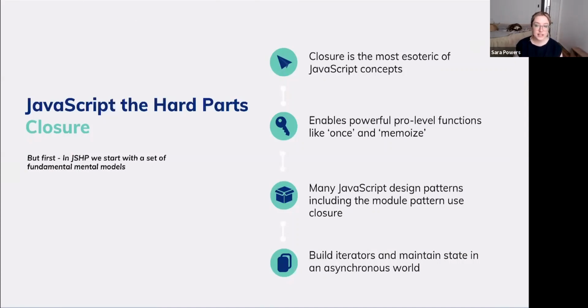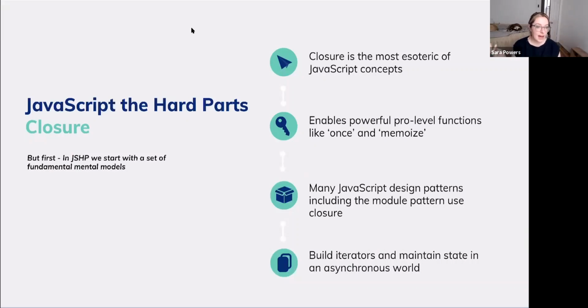Clojure is what allows us to have these pro-level functions like once and memoize. Memoize and once are very common interview questions. They are also just common out in the world, right? We use once if we want a function to only be run once, and we need some sort of persistent memory to keep track of that, that's not in an external variable. Memoize allows us to cache certain calculations if they're computationally expensive, so we don't have to keep doing those calculations.